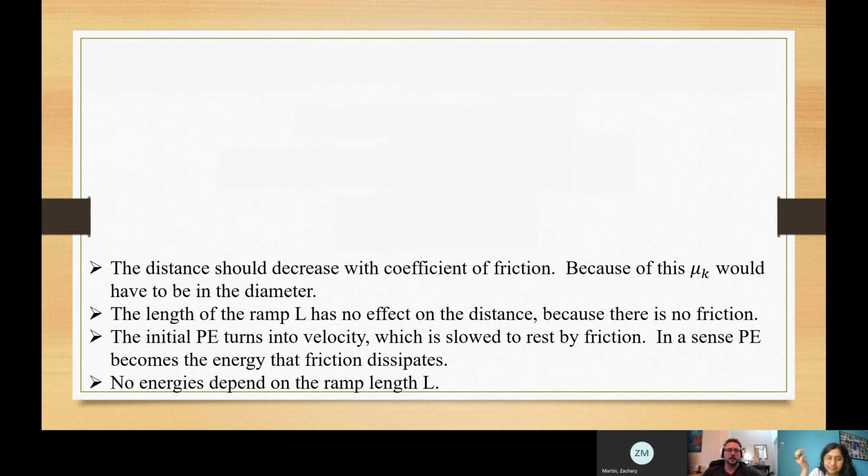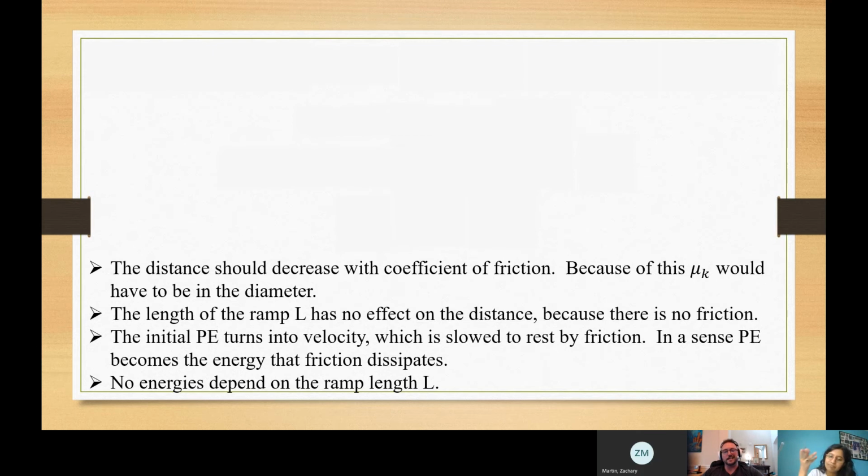And then one more point. Can someone read that again? Again, it's covered by a part of my screen. No energies depend on the ramp length L. Okay, now notice something. This is what they asked for. They want to know what elements of that are accurate. And basically the answer is none, but it needed you to be more specific.